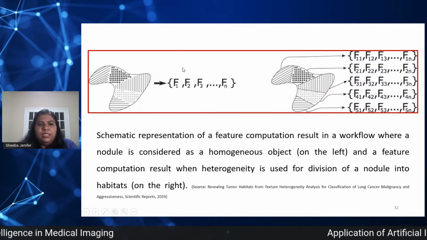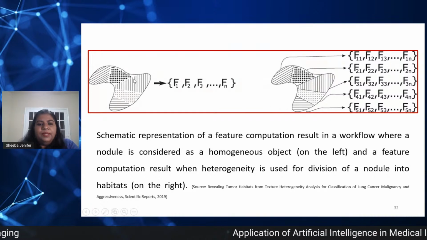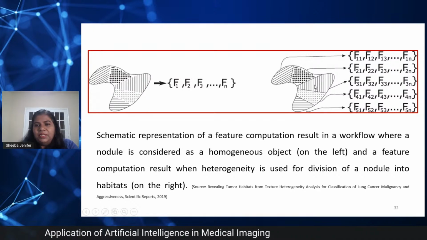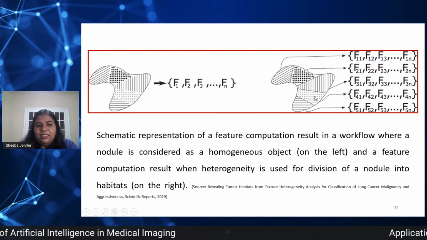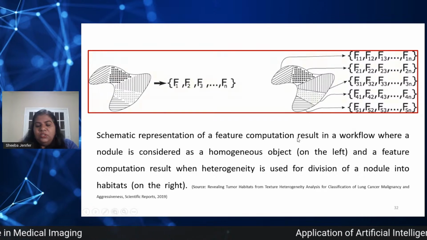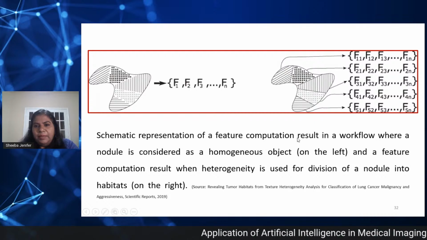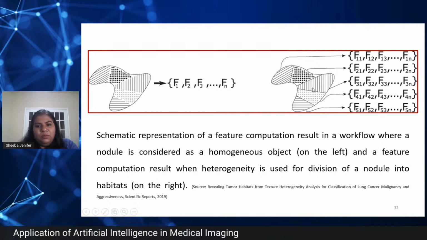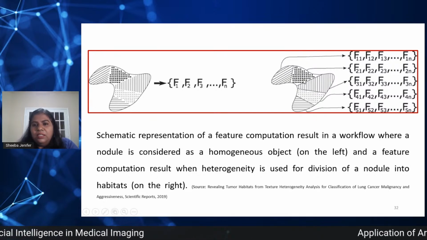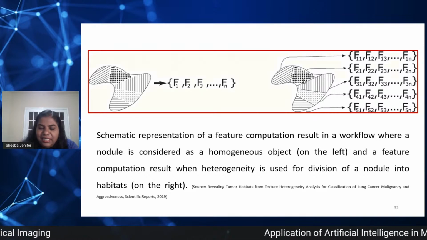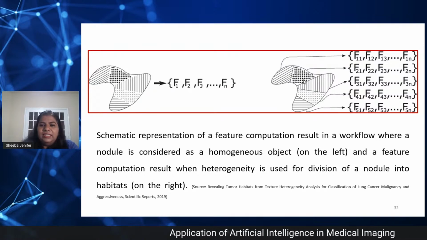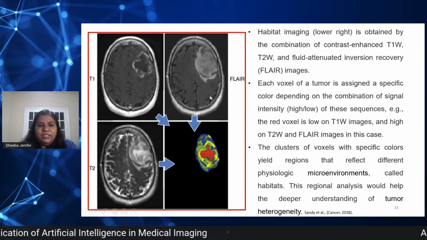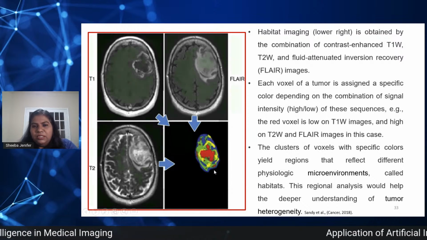So as I told you, the tumor region is not a homogeneous object, it's not a single region. As you can see, you can have multiple sub-regions inside the cancer region. So this heterogeneity is used for dividing the nodules into different habitats, like this is a high-risk region or a low-risk region, or what these regions are inside the tumor. So it's like digging deeper into the tumor and seeing how each sub-region helps in predicting the outcome. And this is a pictorial representation of the habitats I was talking about.